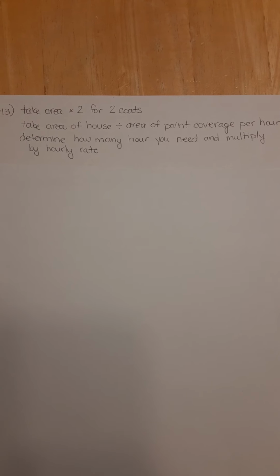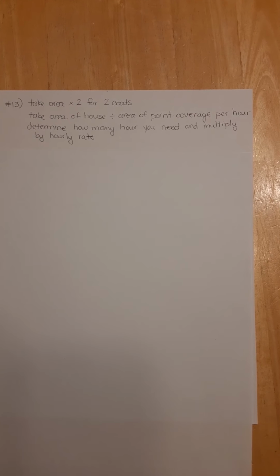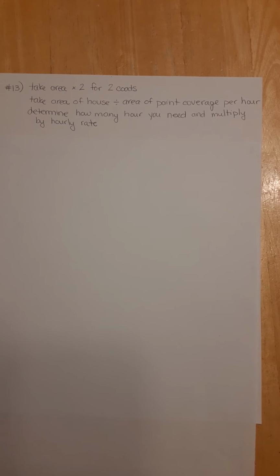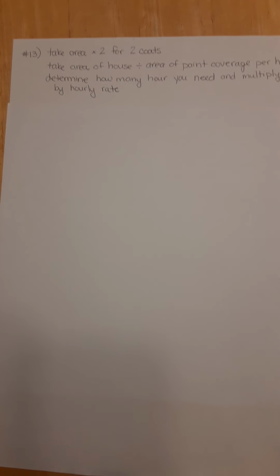The last thing we're going to do is look at problem number 13. Problem number 13 asks us to calculate the commercial labor cost for painting each house. So we've decided we're not doing this by ourselves. We're going to hire somebody else to do it. And so what they want us to do is find out how much it's going to cost us to have somebody else do it.